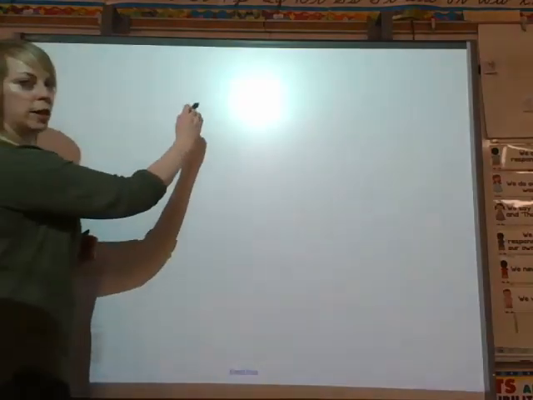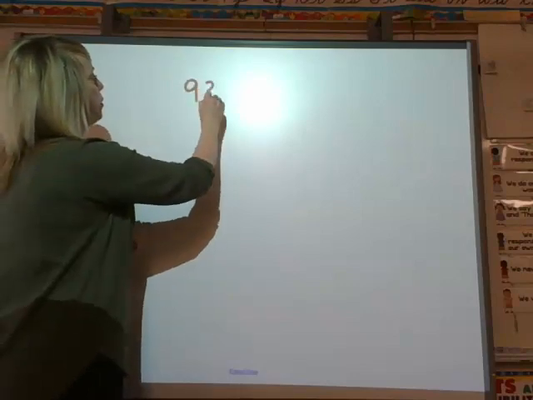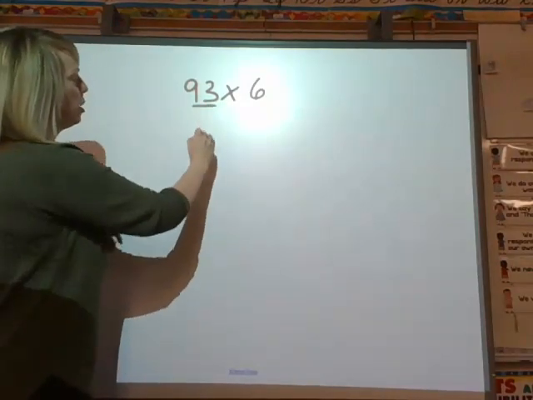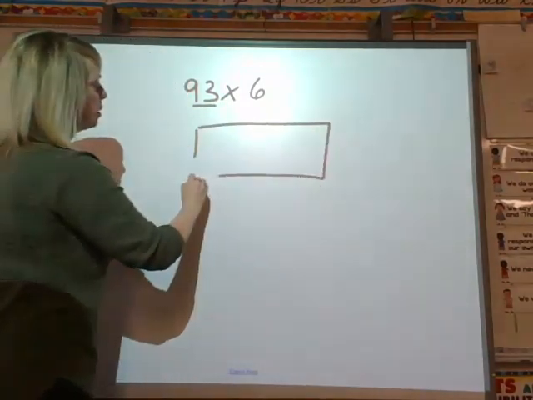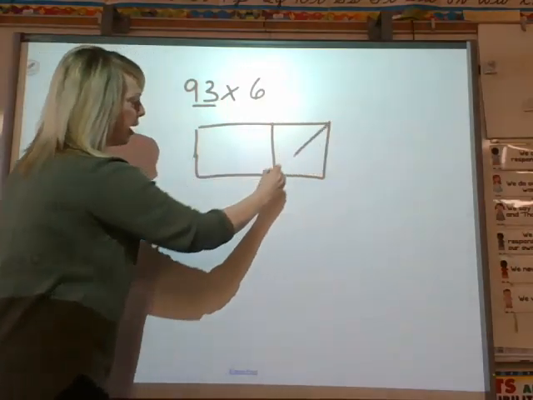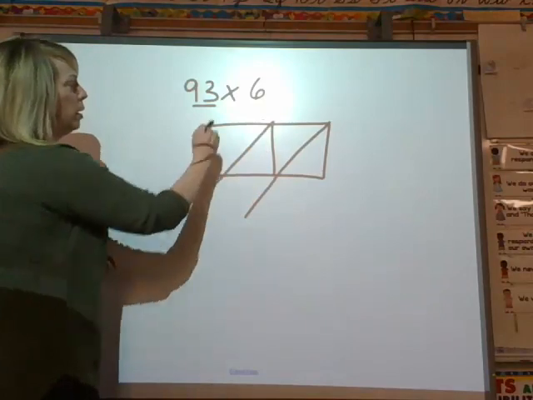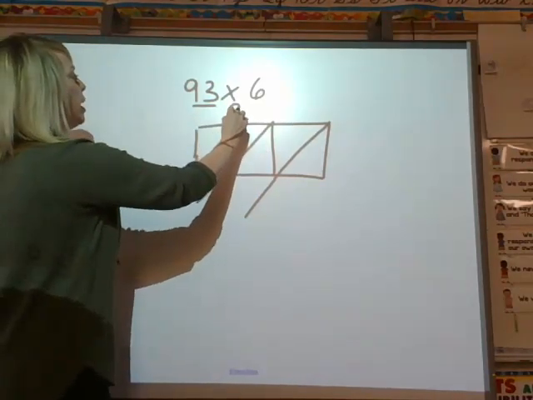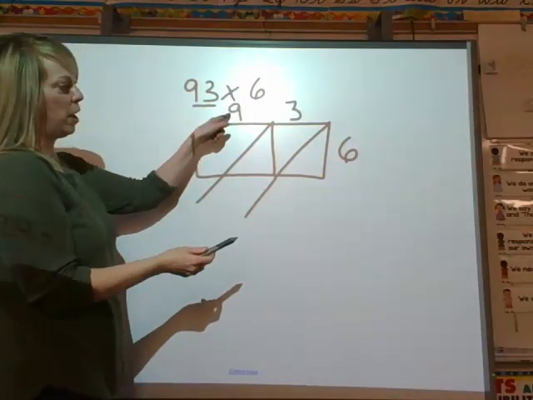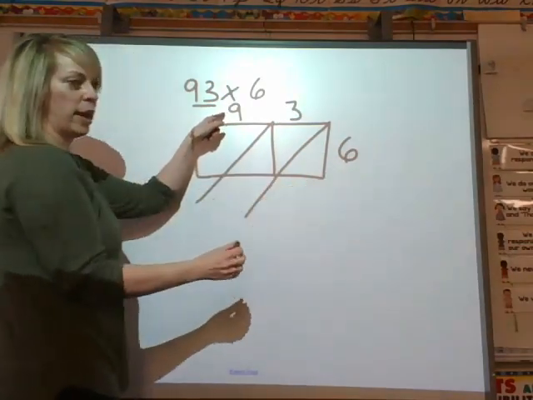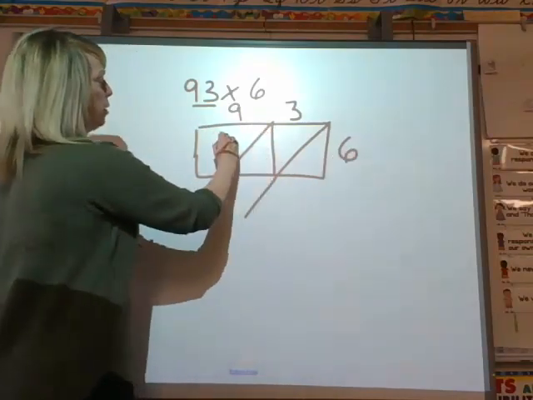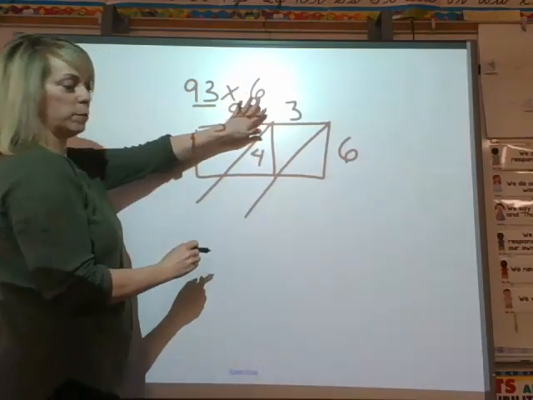So if I have a question like 93 times 6, I'm going to draw my lattice box. I need 2 boxes because I have 2 digits. Then I draw my diagonal through each box and I write my numbers on top. So 93 times 6. Now my first step is to multiply the 9 times the 6. So 9 times 6, I can use my finger trick, 54. So I put 54. I'm done with the 9.